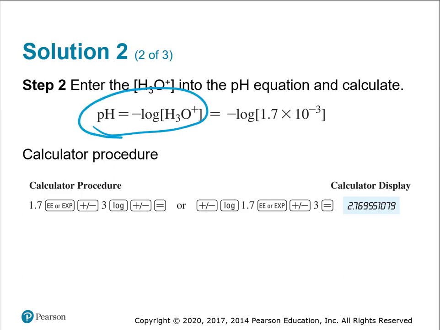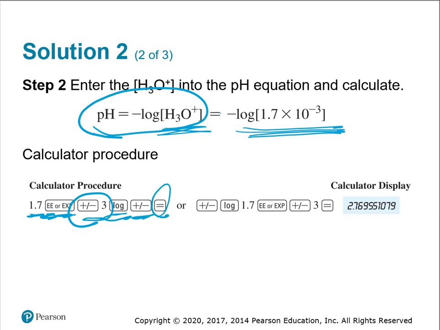Well, we're going to start with this equation. The pH is equal to the negative log of the hydronium ion concentration. So the negative log of 1.7 times 10 to the negative 3. Here's what you would use for your calculator if you have a scientific calculator. 1.7 EE, or exponent, raised to the negative third, and then you can hit the log and the plus or minus button and then hit equals.